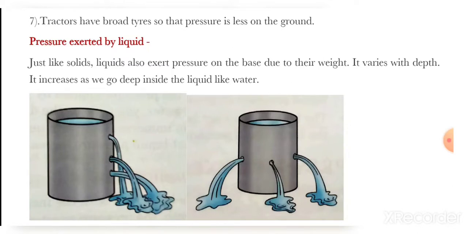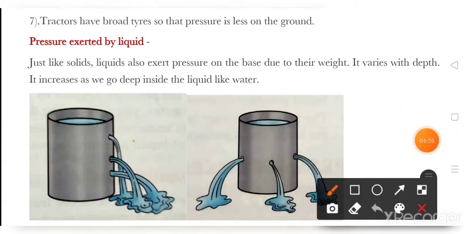Then you can see that in the third hole, first, second and the third one is the last one. So in the third one the water is coming out faster than the second and first. So the first one is the least, which is coming at very low speed, then the third one is coming at maximum speed. This shows that the pressure at the third point is greatest.